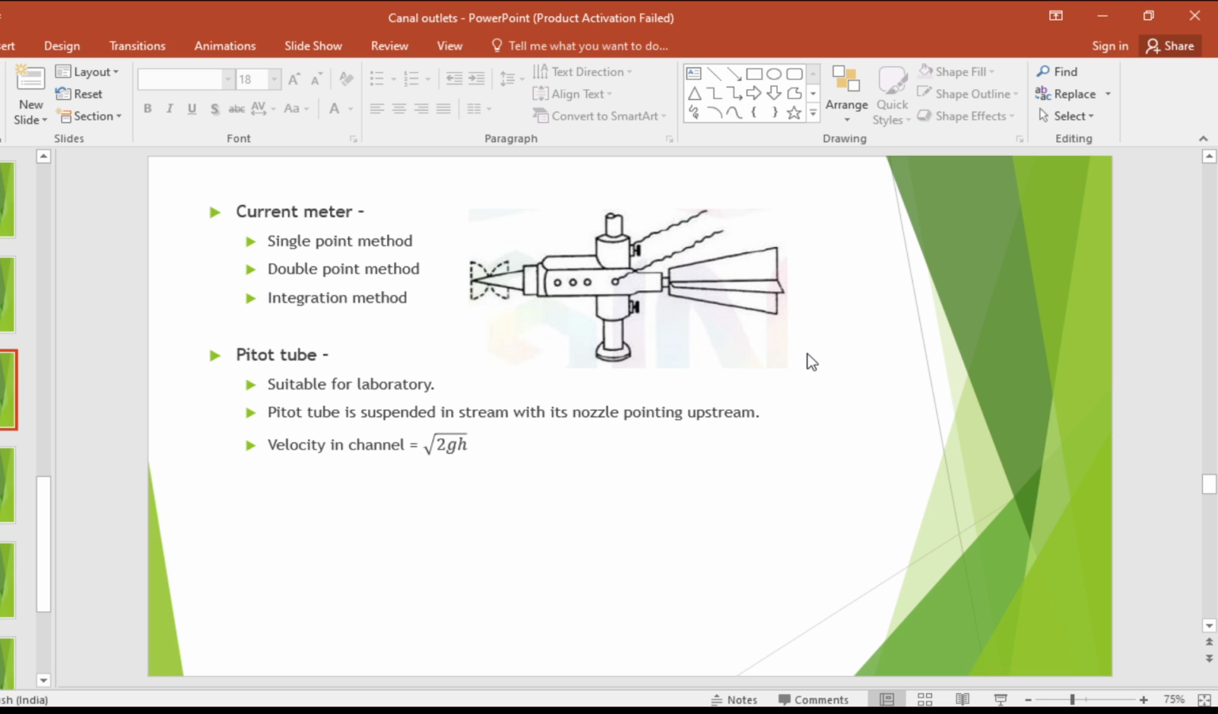Okay, now the integration method. In the integration method, the current meter is introduced and immersed in various steps such as 0.1d, 0.2d, 0.3d, 0.4d. Okay, now the velocities recorded at these depths are then averaged to find the mean velocity. In integration we introduce at various depths, in double point 2, in single point 1.